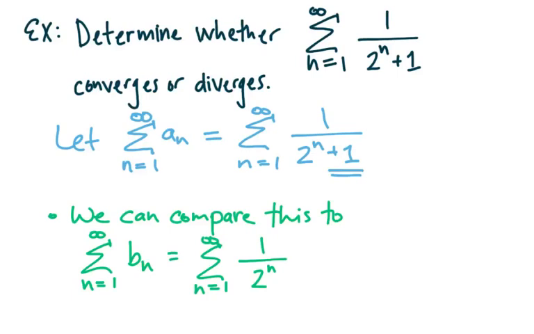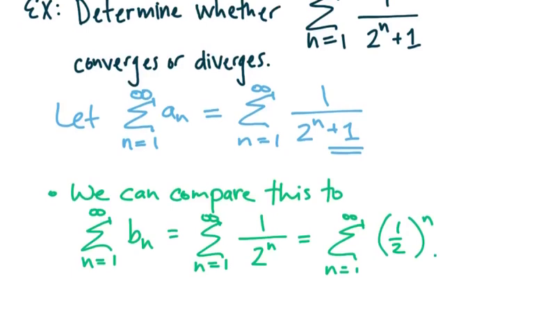And when I write it as 1 over 2 to the n, that really means I have the quantity 1/2, right, to the power of n. I can write it that way since 1 to any power is still just 1. And as soon as I write it that way, I start thinking about the fact that we said b sub n should be geometric or a p-series. So which one does it look like in this case? This looks like a geometric series.